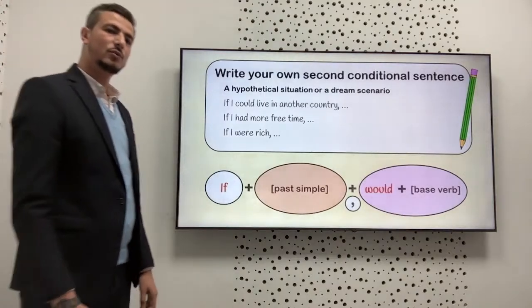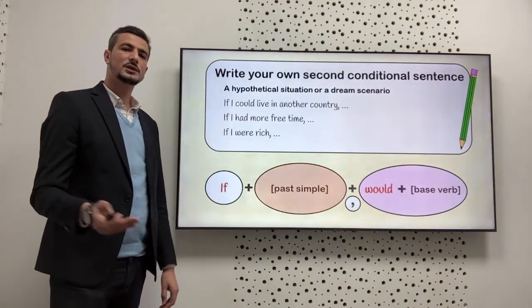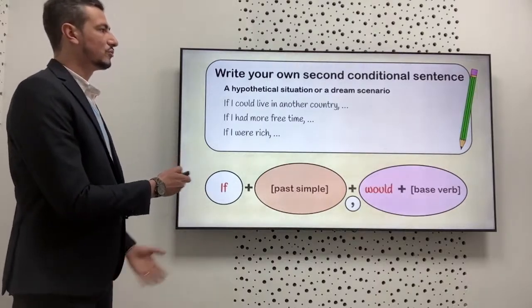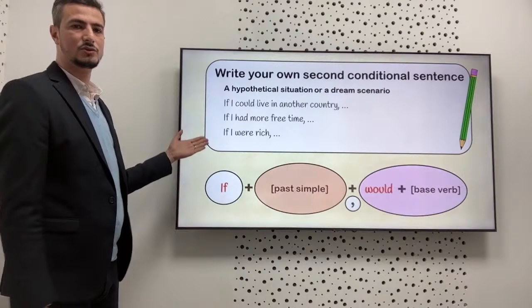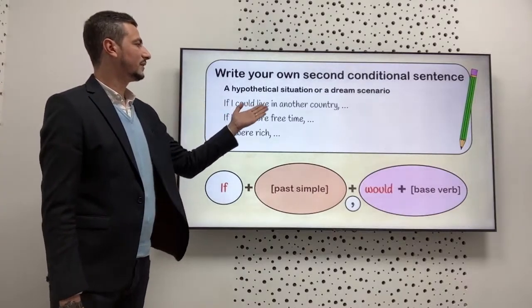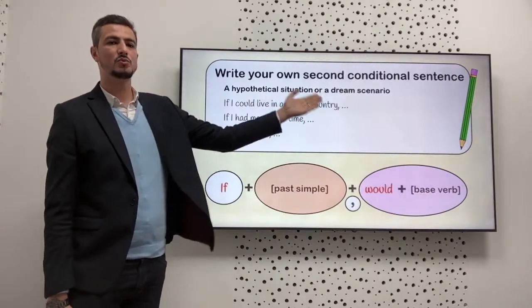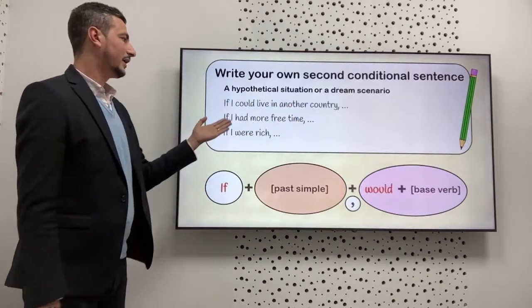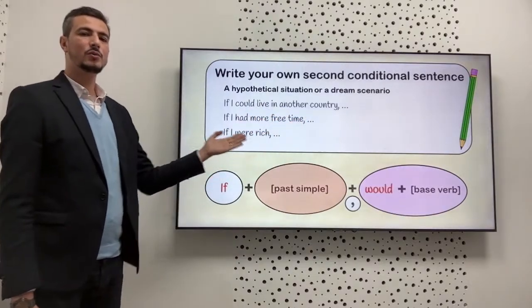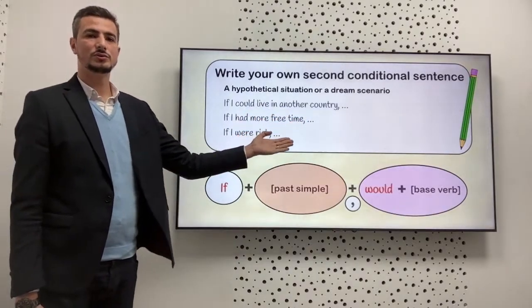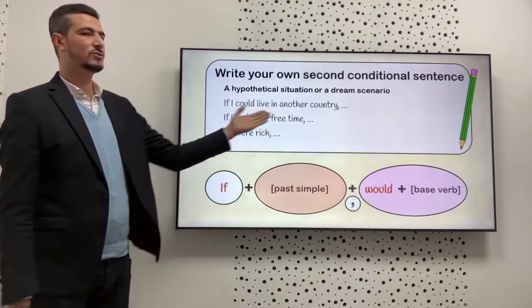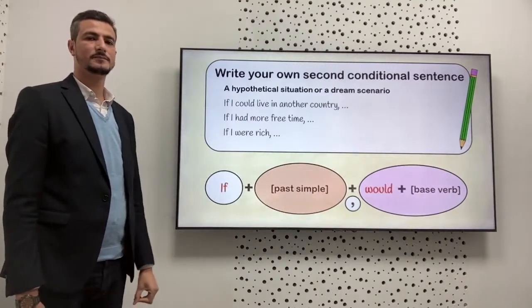So I will give you 1 or 2 minutes to write your own second conditional sentences, a hypothetical situation or a dream scenario. You can use these starters if you'd like to. If I could live in another country, I would. If I had more free time, I would. If I were rich, I would. So take a minute and try to finish these sentences.